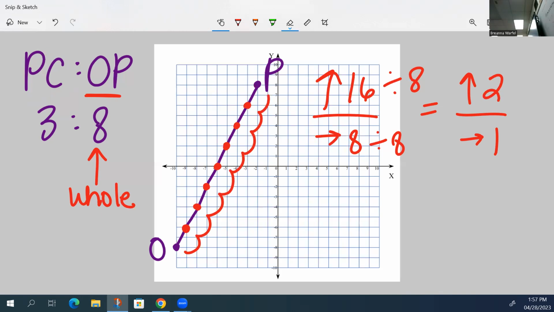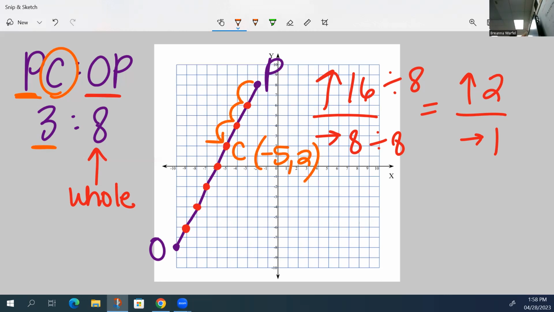Okay, so then you have to find your point. And you have to make sure that you read exactly what it's saying. So this is saying starting at P, you need to find C so that it's 3 of those parts. So starting at P, 1, 2, 3 parts. So that is your C. So your C is at -5, +2.